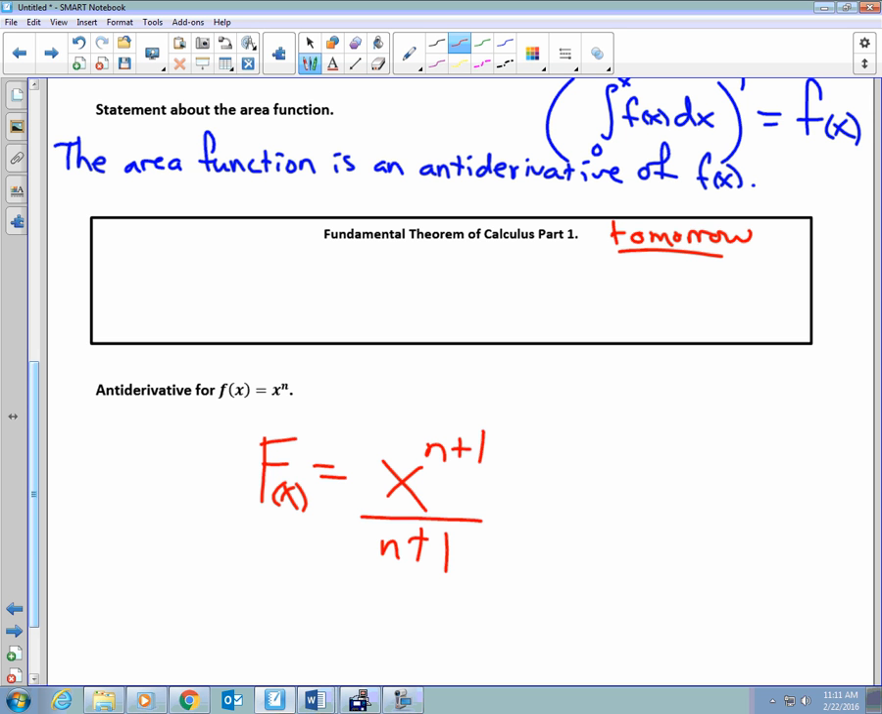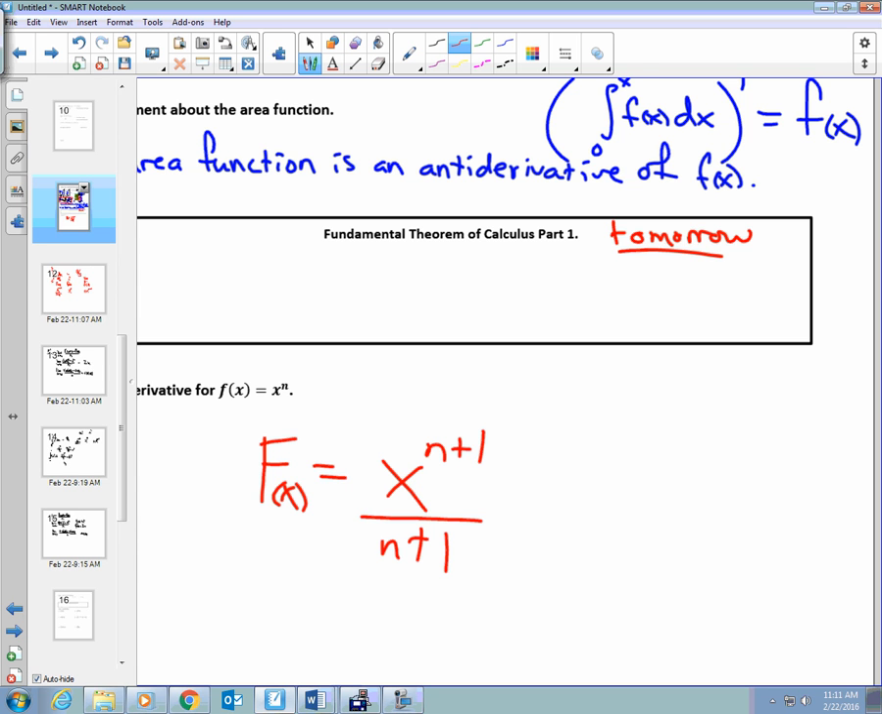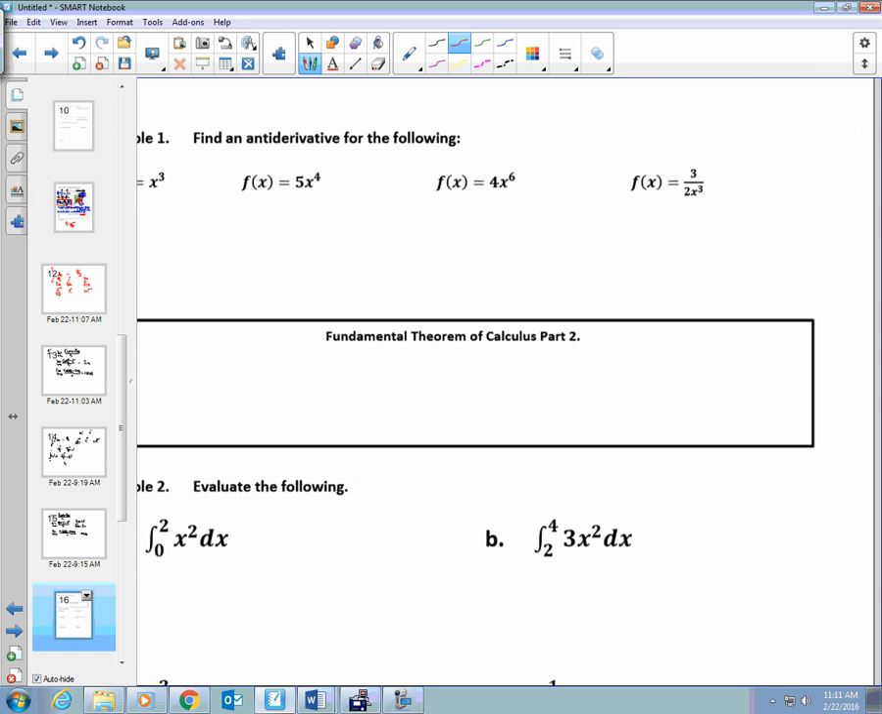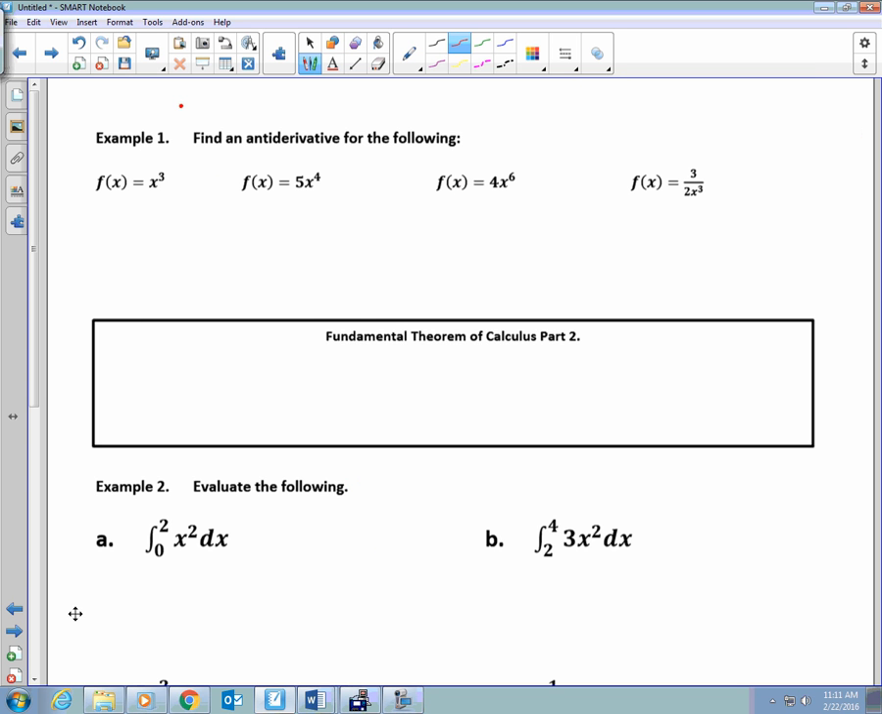Okay, that doesn't tell us about sine, cosine, tangent, or natural log, or e to the x, or 2 to the x. But it does tell us about general power function rules. Okay, so let's put this into play. Find an antiderivative for the following. Well, if f of x is equal to x to the third, you know that f prime of x is 3x squared. But we don't want to know f prime of x. We want to know big F of x.